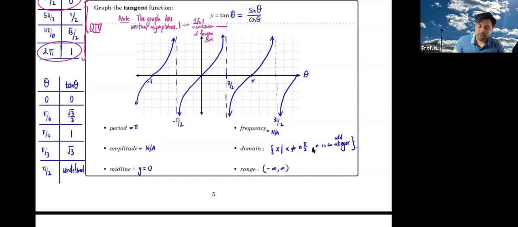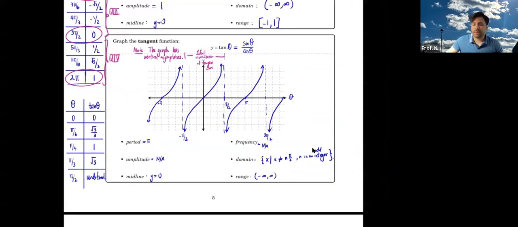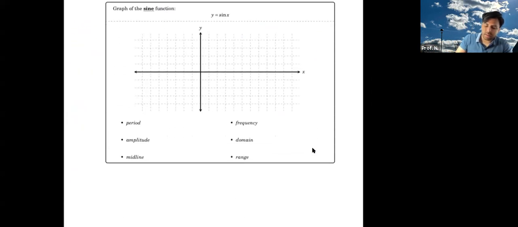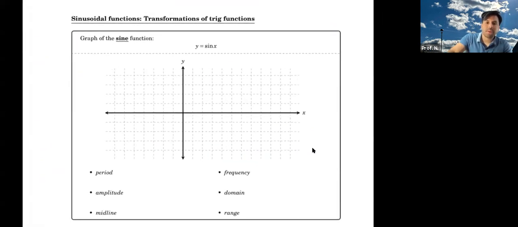All right, so now we have a good idea as to what our parent functions are in terms of sine, cosine, and tangent. So now let's look at what we can do in terms of transforming our sine functions. And so when we transform our parent functions, particularly sine and cosine, they're known as sinusoidal functions. So this word sinusoidal is just a fancy way of saying transformations of sine or cosine.